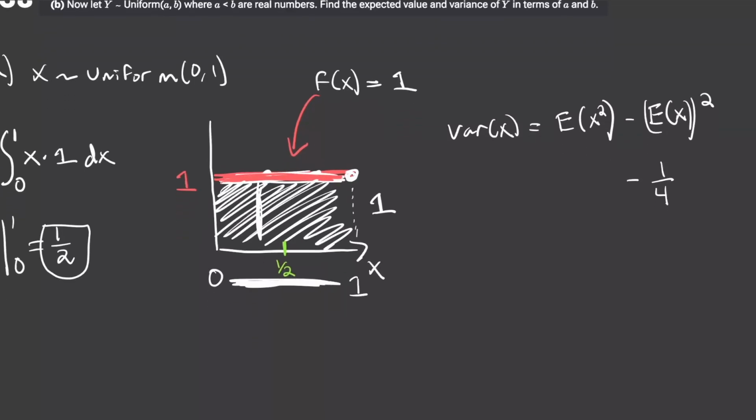And now for the second moment of x, the expected value of x squared, we can do a very similar thing. We're just going to integrate over all the possible values that x can take of x squared times the probability of that x occurring, or the density. In our case, that's going to be 1 with respect to x.